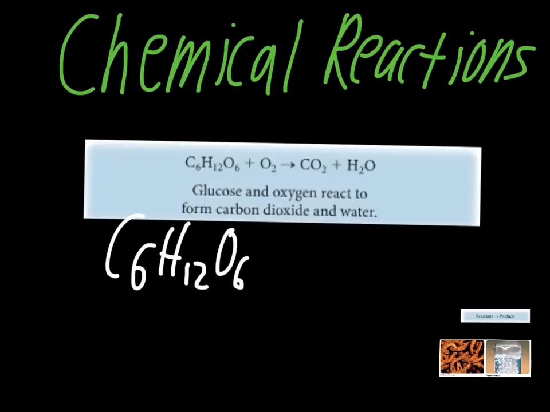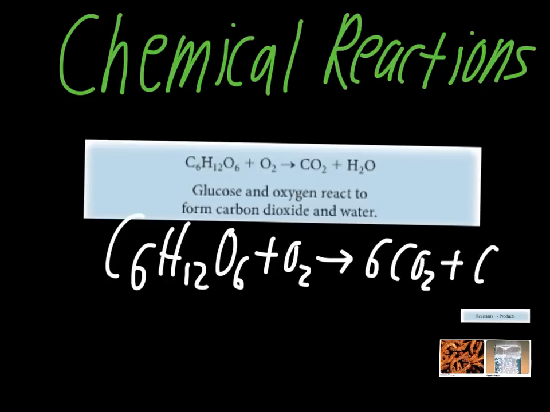C6H12O6, it's our glucose, plus O2 yields 6 CO2, and then 6 H2O. If you have this formula, now all of the different elements add up. There's the same number of carbons on the left-hand side as there is on the right-hand side. So one of the things that you'll be responsible for this chapter is balancing chemical equations. You'll get something like this where, for example, look at hydrogen. We've got 12 hydrogens over here, only 2 on this side.